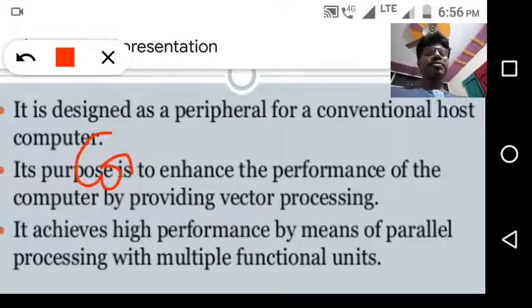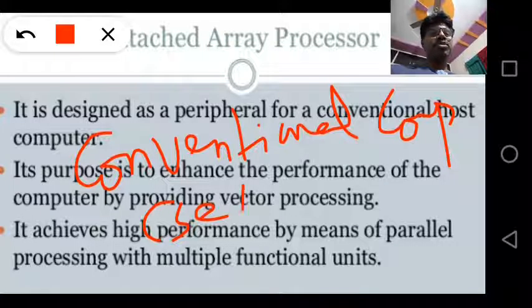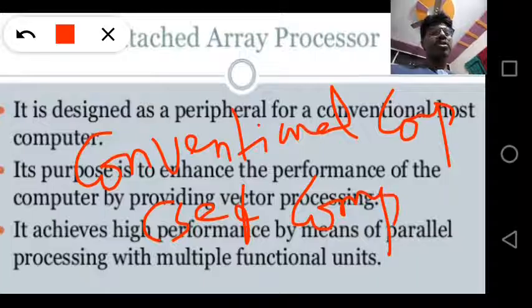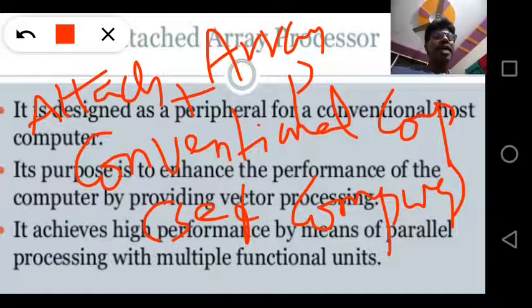For example, if I have a conventional computer, I already bought one conventional computer which performs sequential computing. Then I can attach this array processor so that my conventional computer's performance can be enhanced by providing vector processing capability.